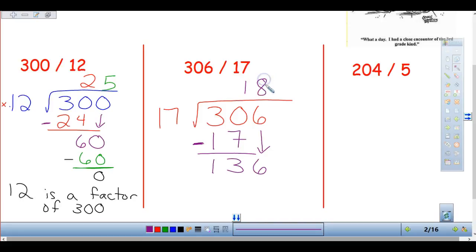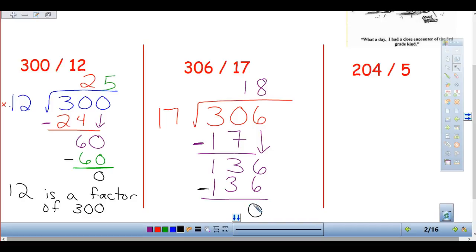Now you get 136. And again, this one you can probably use a calculator. That's fine. 136 divided by 17. So I multiply these 2 now. I get 136. What do I have to do? Subtract. So we get 0. Okay. So is 17 a factor of 306? Yes.